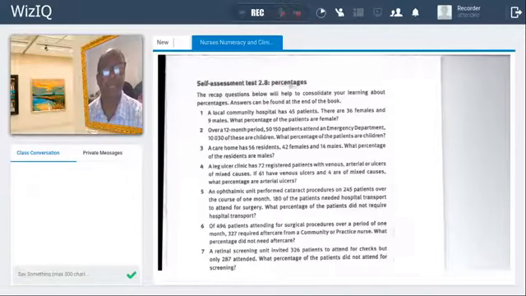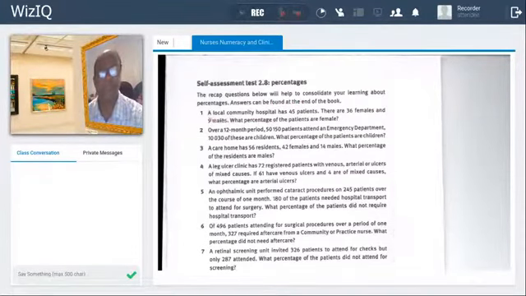Okay, so the title is percentages. It says the recap questions below will help to consolidate your learning about percentages. And you can double check the answers at the end of the book. So you need to have that book in order to check these answers. Okay, let's look at question number 1.